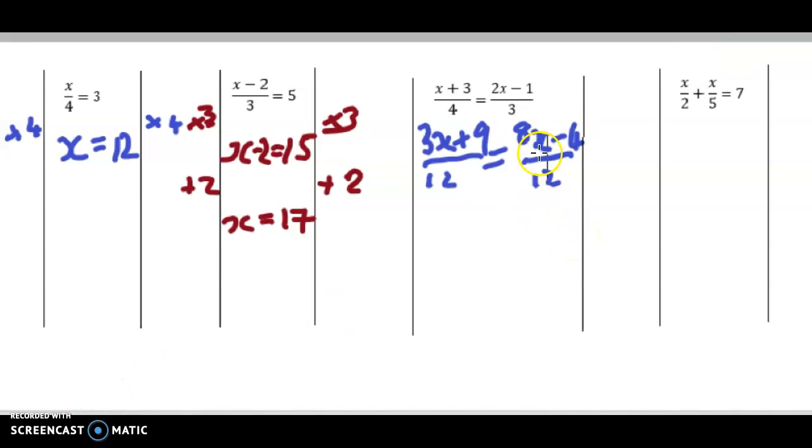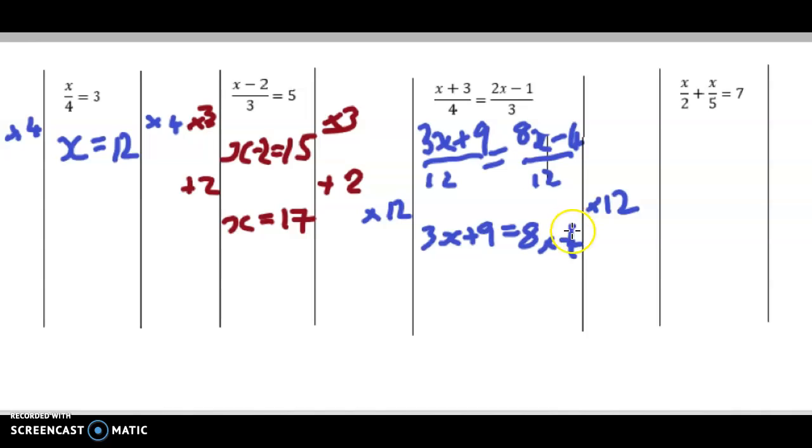Okay, so continuing, you've now got a 12 on the bottom of both of these. If we times both sides by 12, we're only going to have 3x plus 9 divided by 12, then times by 12. You've only got the top. And that's equal to the top on this one, 8x minus 4. I'm just going to pause here and say that if you times this 3 by the top, this 4 by the top here, and got rid of the denominator, that would have been the same as timesing the whole fraction by 12. You would have got it down here anyway.